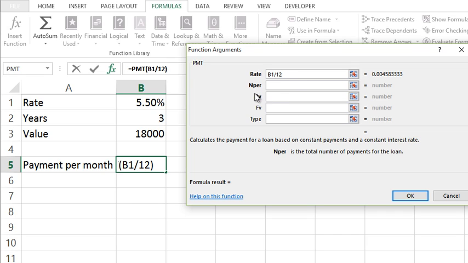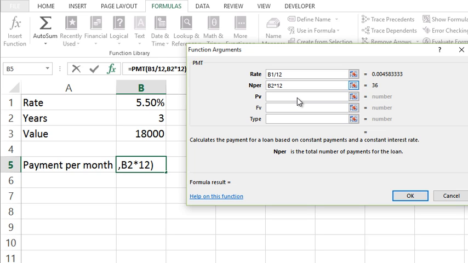The next thing it says is N per, and let's say I have no idea what that is. What is N per? Well, if I just go down to the bottom of the screen, it says N per is the total number of payments for the loan. Oh, okay. So that happens to be in B2 in this case, except that's a number of years, and again, I need a number of months. So in this case, I need to times that by 12.